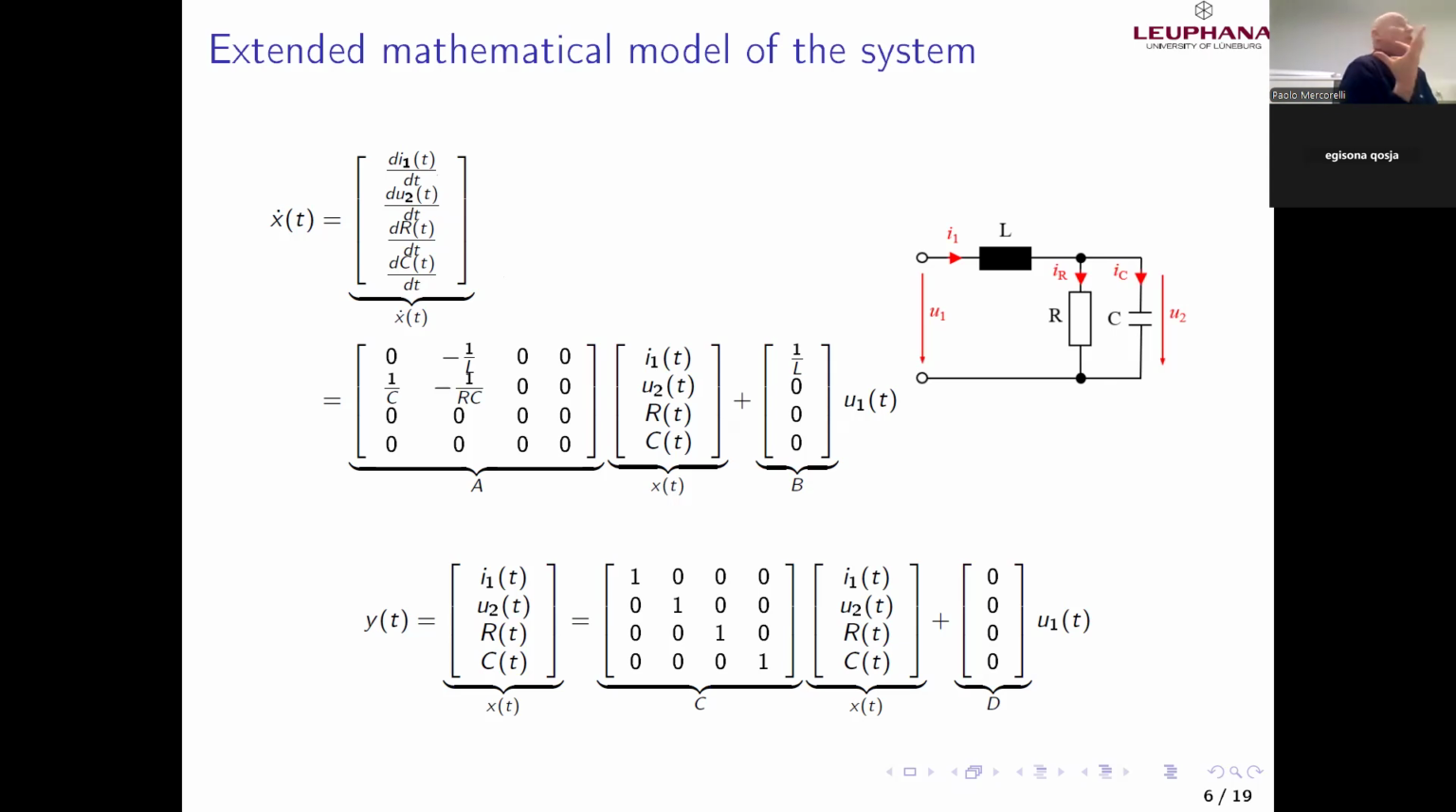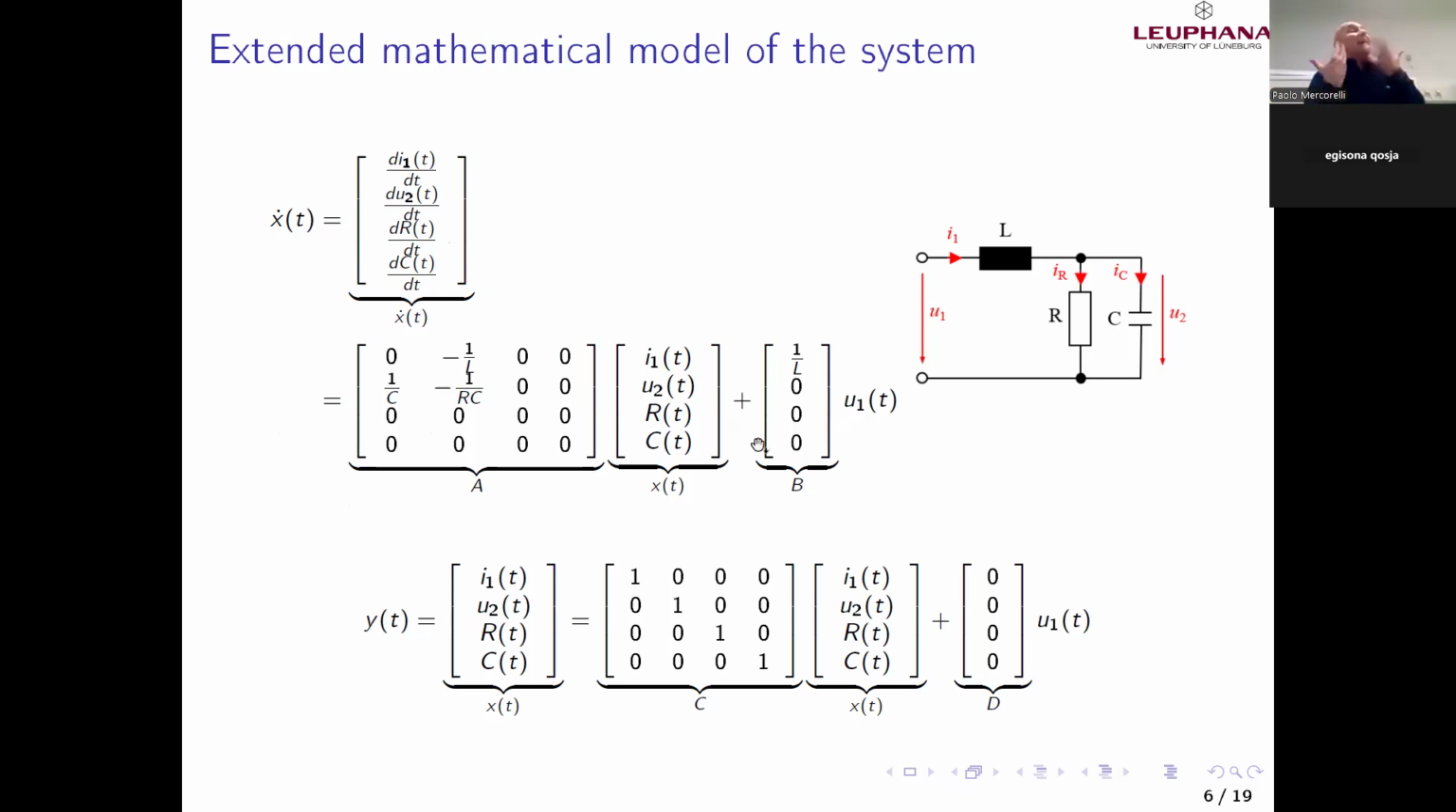But the concept is the same. If I don't have an idea about the model of the resistance, about the model of the capacitance, as we have seen from the beginning, I can consider the derivative of the resistance and the derivative of the capacitance equal to 0. We can recognize here how many zeros we have. In fact, this equation here, the derivative of R, is equal to 0. The derivative of the capacitance is equal to 0.